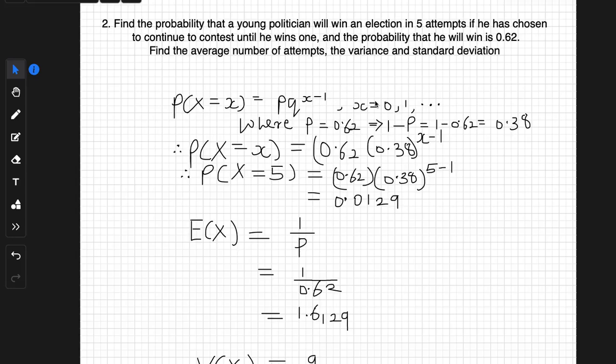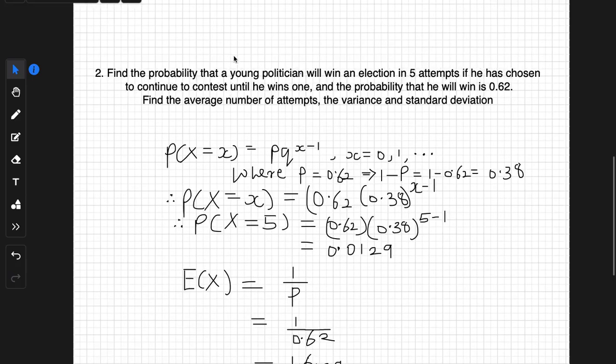Okay, and you are given that the probability that he will win is 0.62. You're also told to find the average number of attempts. That's the same thing as looking for the mean number of trials. So mean number of attempts or average number of attempts, the same thing. Then you are also told to find the variance and the standard deviation of the number of attempts.